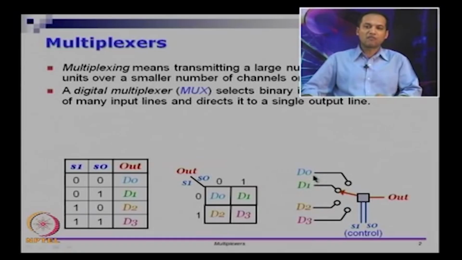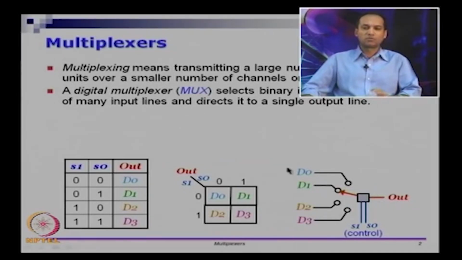So this is a 4 to 1 multiplexer. It has 4 inputs, it has 1 output. In some sense this resembles what we had in an encoder, right. It had 2 power n inputs, and an encoder with 2 power n inputs will have n outputs. In the multiplexer you have 2 power n inputs, you have only 1 output. So that is the difference between an encoder and a multiplexer.